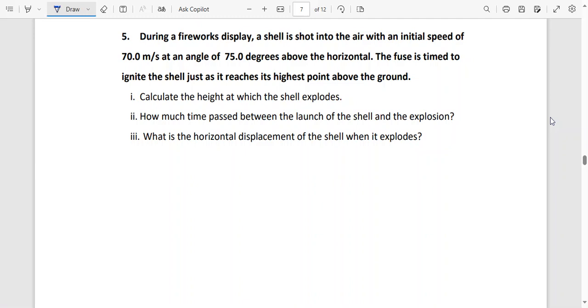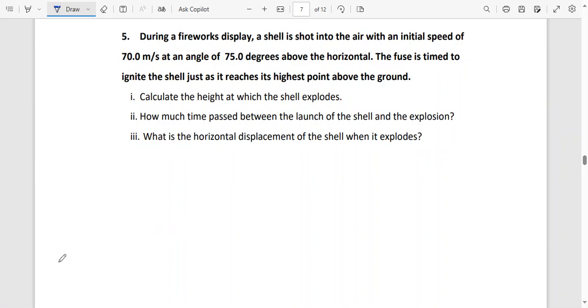During a fireworks display, a shell is shot into the air with an initial speed of 70 meters per second at an angle of 75 degrees above the horizontal. The fuse is timed to ignite the shell just as it reaches its highest point above the ground. Calculate the height at which the shell explodes, how much time passed between the launch of the shell and the explosion, and what is the horizontal displacement of the shell.